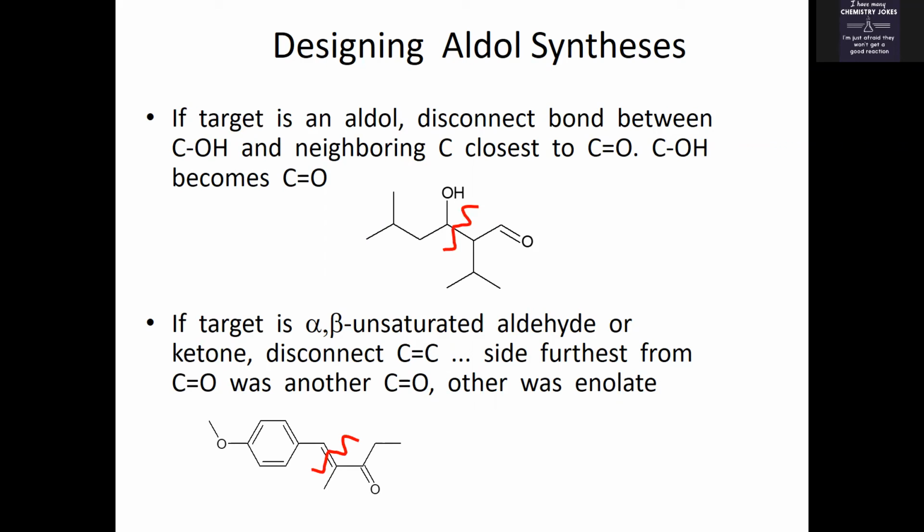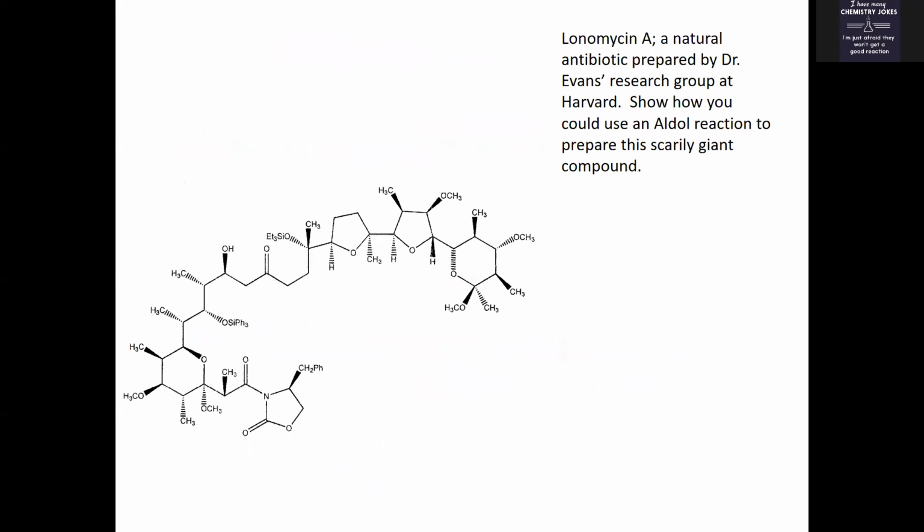It makes carbon-carbon bonds, alpha beta carbon-carbon bonds. The carbon that is the beta in the target molecule used to be a carbonyl carbon. Can you look at this giant molecule and detect that it's an aldol product? I hope so. Good luck.